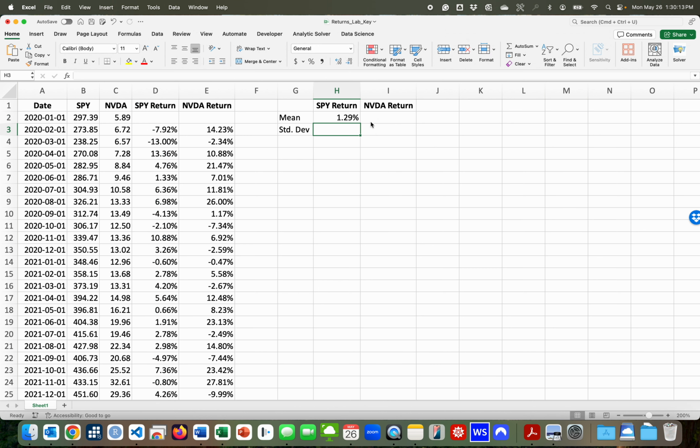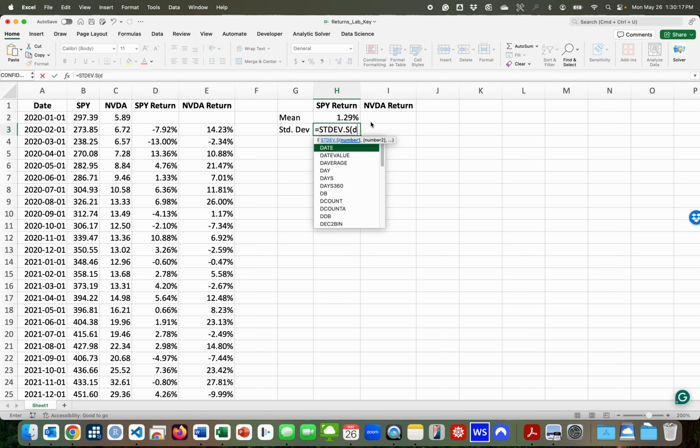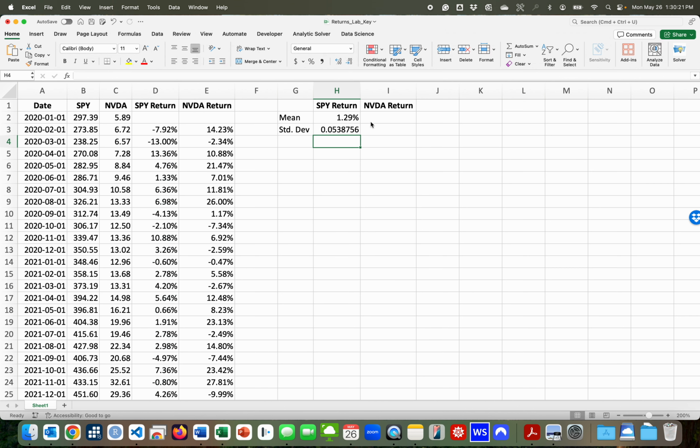And then it's going to be STDEV.S, always the sample, D:D. You can always do the return column, not the price column. We can go ahead and format that as a percent too. Give ourselves 2 decimal places. And we want to drag that over. And now we can make a comparison of SPY to NVIDIA.